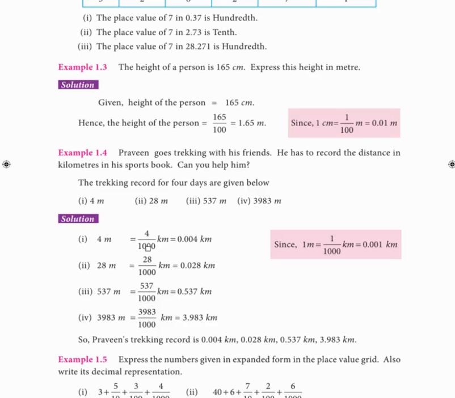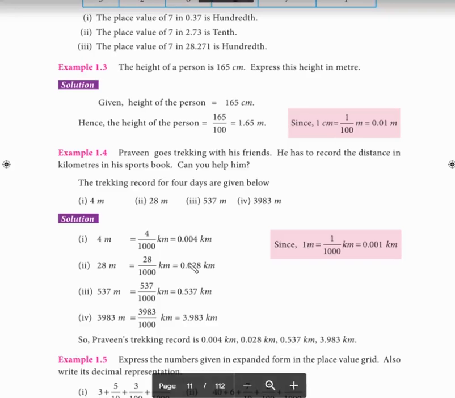First sum, 4 meter. We have to convert this meter to kilometer. 1 meter equals 1 by 1000 kilometer. So just divide this number by 1000. 4 by 1000. So here we have 3 zeros. After 4, we have to keep a decimal point. That means, see children, first digit is 4, second digit there is none, so we put 0, then third digit also we don't have, so one more 0, then keep a decimal point, right?